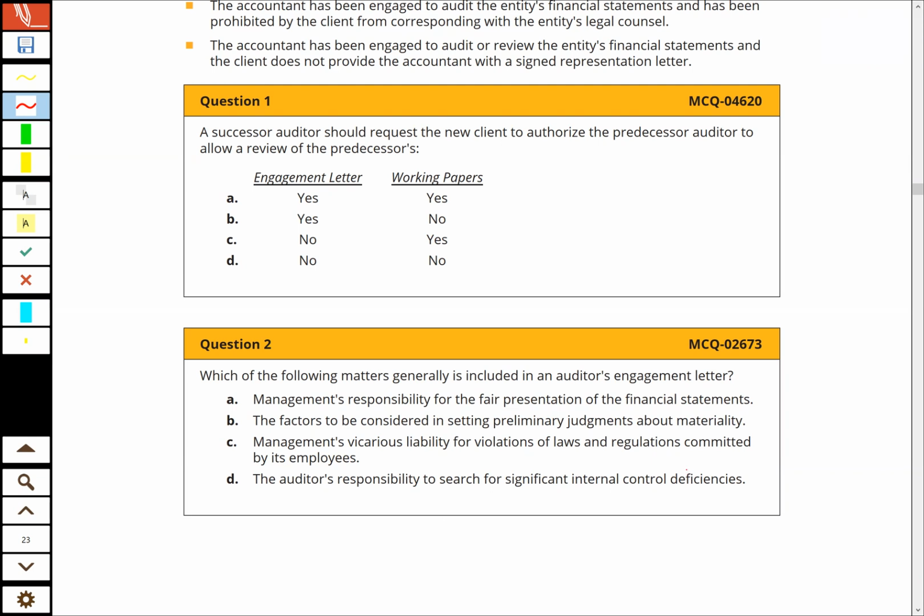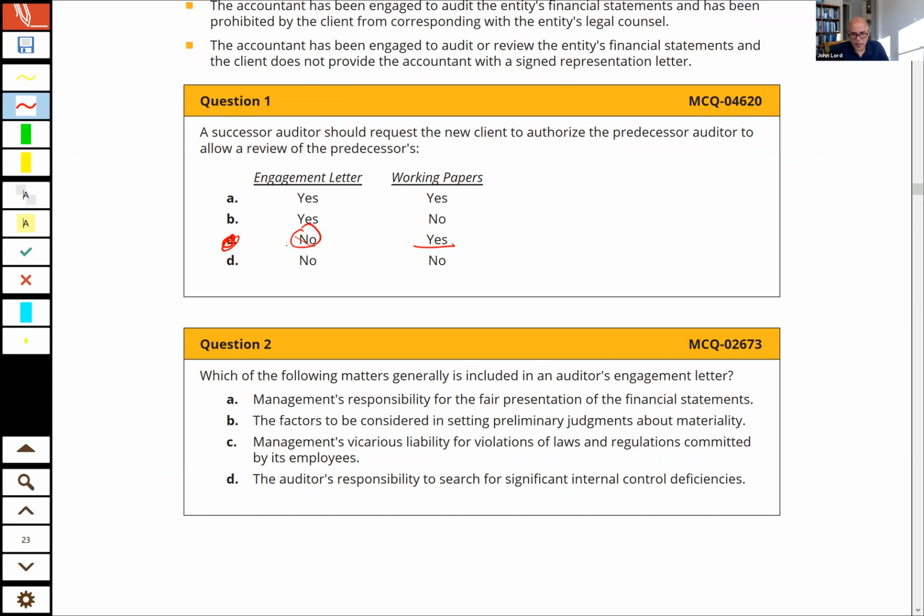Okay, good. Let's go ahead and take a look. Okay, half of us got this one right. A successor auditor should request the new client to authorize the predecessor to show the work papers. Yes. The engagement letter, no. So C is the correct answer.